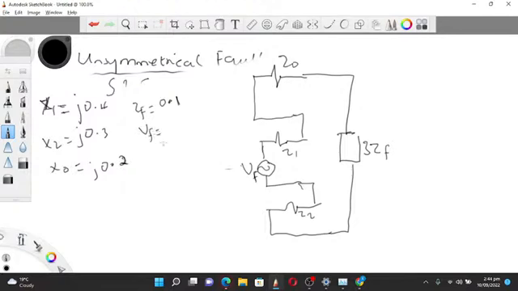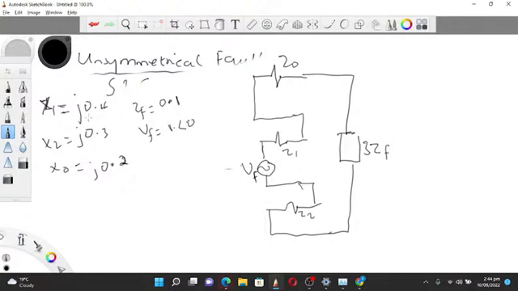Take our VF, usually that's our terminal voltage, to be 1 angle 0. Before we continue, let me mention this: whenever you are doing fault analysis, you should convert all your values to per unit. Please don't forget. After getting all your answers, you can then find the base current or base voltage, multiply by the per unit to get the actual current and actual voltage, so that there won't be any mistakes.